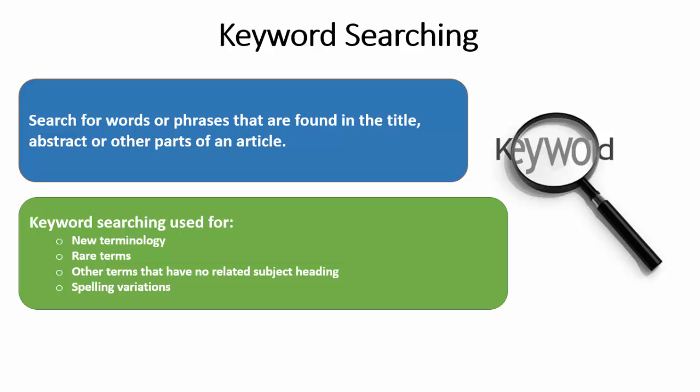Another time that you have to use keywords is when there are spelling variations, such as the difference between the European spelling of color and the American spelling of color. In those cases, you would have to do a keyword search in order to account for both types of spelling to ensure you're getting all the articles on a particular topic.